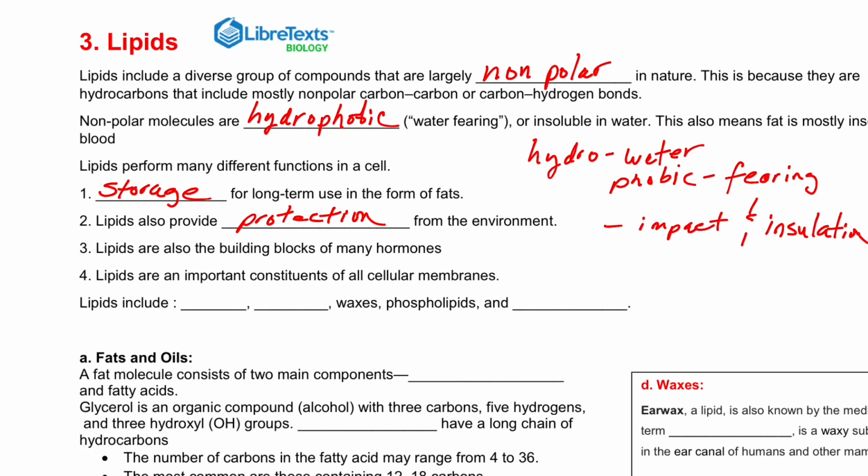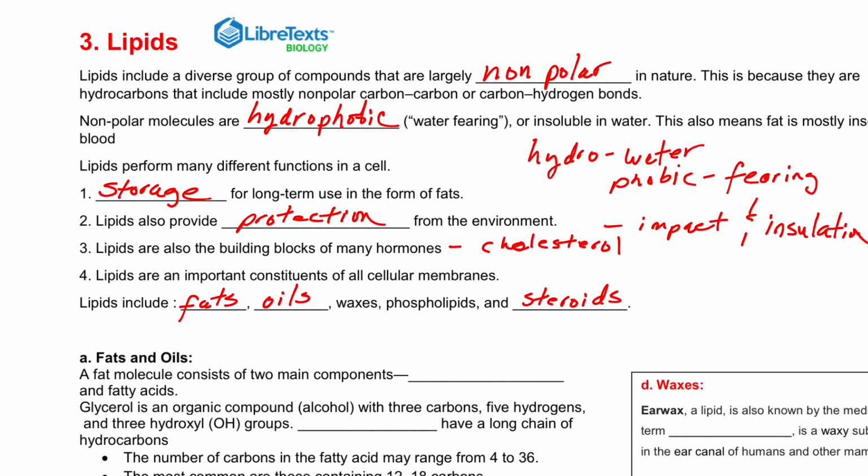Lipids are also the building blocks of hormones, primarily the hormone cholesterol. Cholesterol serves as kind of like the backbone of almost all hormone production. Lipids are an important constituent of all cellular membranes. Lipids include fats, oils, waxes, phospholipids, and steroids.